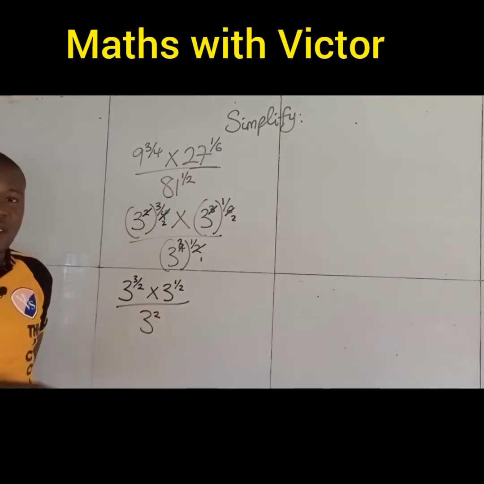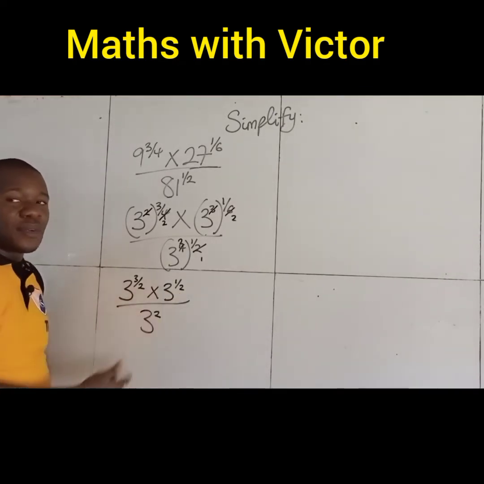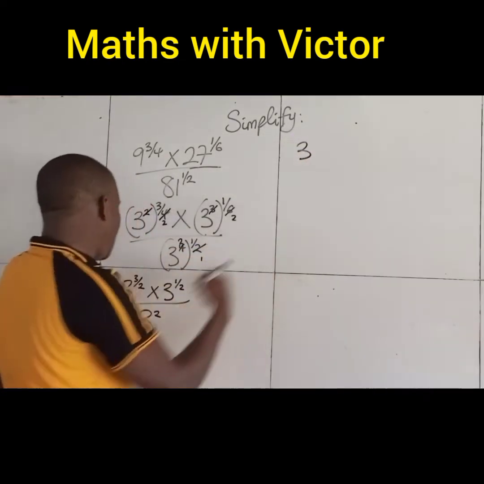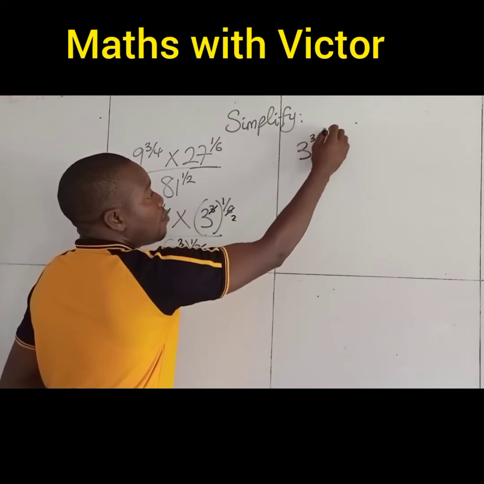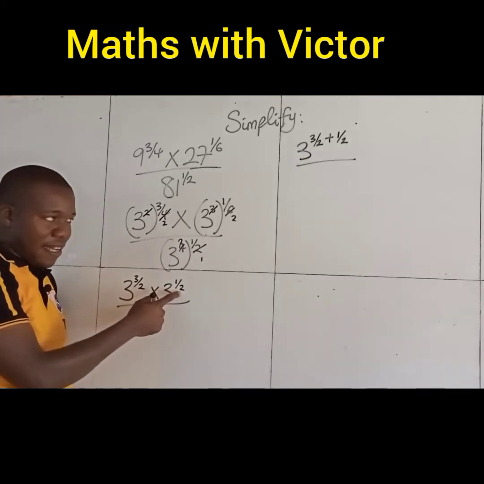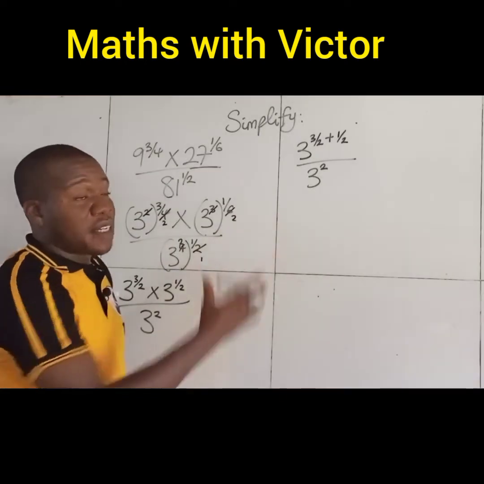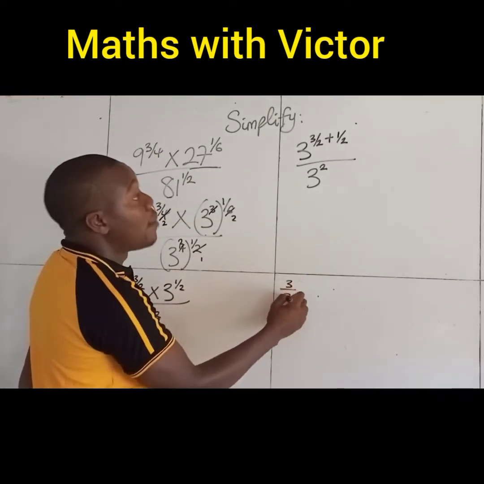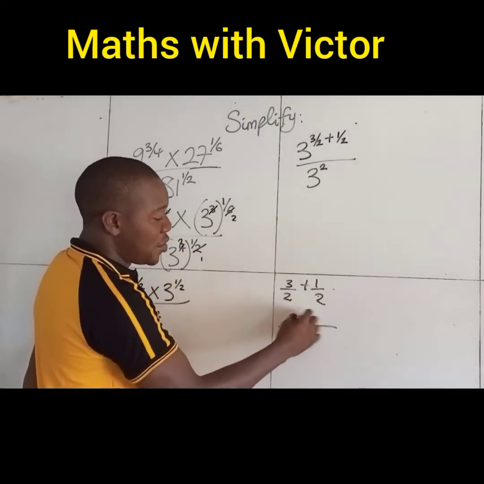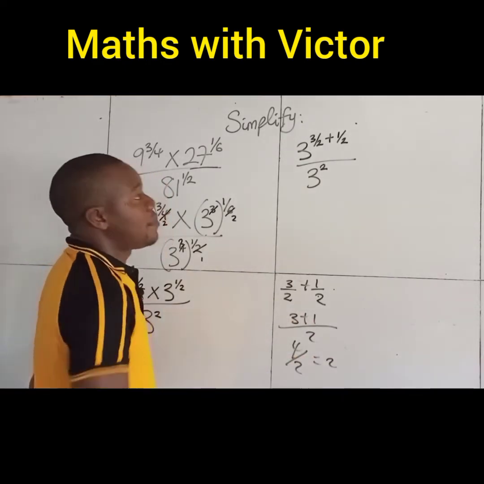And if you can recall the first law of indices, when you have a base to a power multiplied by the same base to a power, we simply pick out the common base and add the powers. So when we do that, we have 3 raised to the power 3 over 2 plus 1 over 2, all over 3 raised to the power 2. So when we add the powers at the numerator level, we have 3 over 2 plus 1 over 2. Of course, they have the same denominator, which is 2. So we add the numerators, 3 plus 1. 3 plus 1 is 4 divided by 2. 4 over 2 is 2. That means this gives me 2.